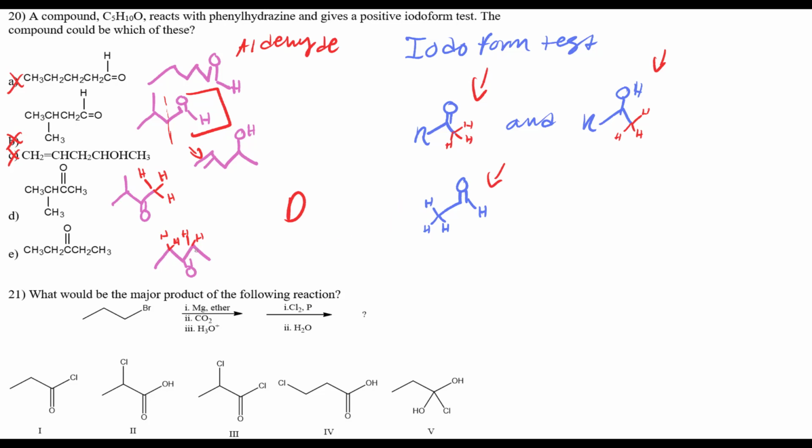Number 21, what would be the major product of the following reaction sequence? Okay, so we're treating this bromine with magnesium, and whenever we have magnesium right there, we can just ignore it, and we would have this compound.